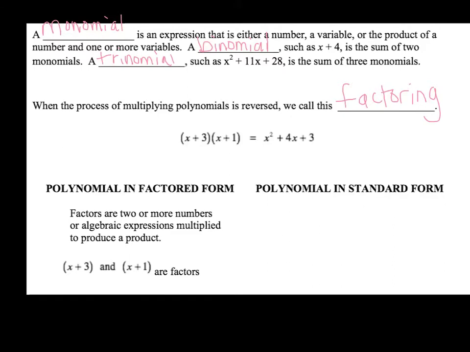A polynomial in factored form will look like this. X plus 3 and x plus 1 are factors. We could multiply them together to get our product, which is x squared plus 4x plus 3. So this is an example of a polynomial in factored form. This is an example of a polynomial in standard form. Reminder that factors are two or more numbers or algebraic expressions that are multiplied to produce a specific product.